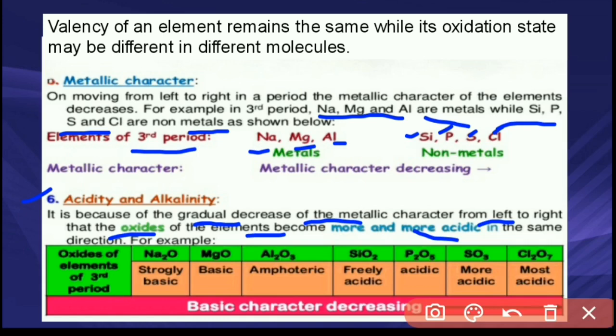So for example, see the oxides of the elements of the third period. Sodium oxide is a strong base. Magnesium oxide is also basic in nature. Aluminum oxide is amphoteric in nature. Silicon oxide is weakly acidic. And phosphorus oxide is acidic in nature. Sulfur trioxide is more acidic in nature, and chlorine oxide is most acidic in nature. So acidic character increases when we move from left to right in a period.